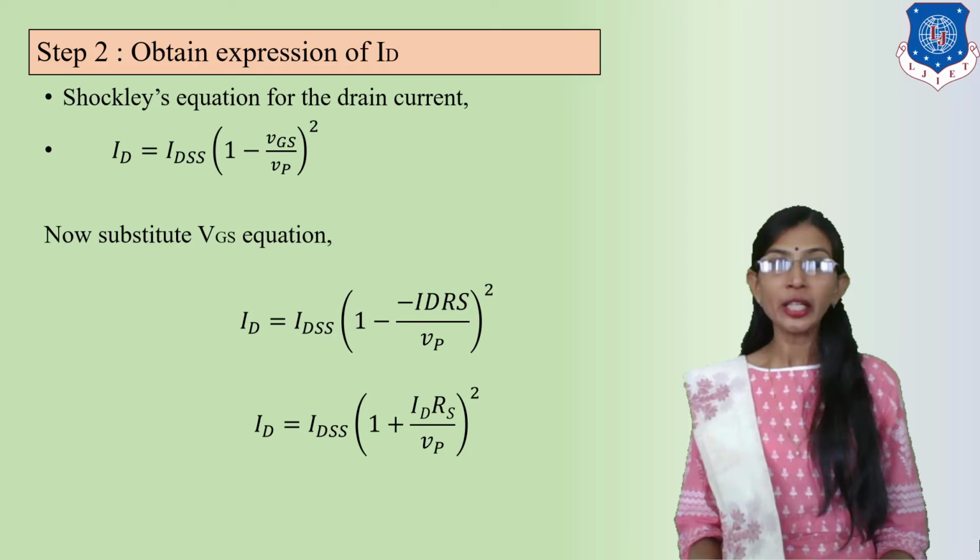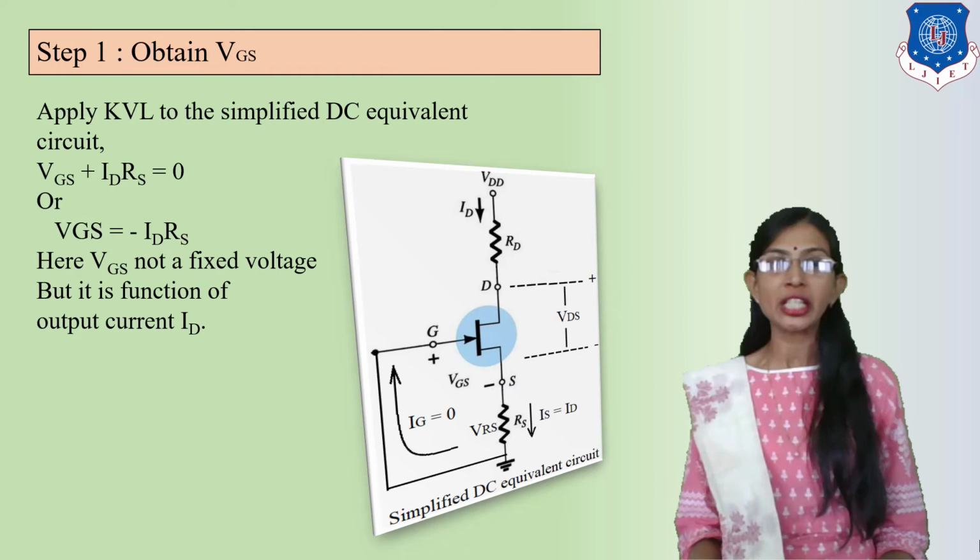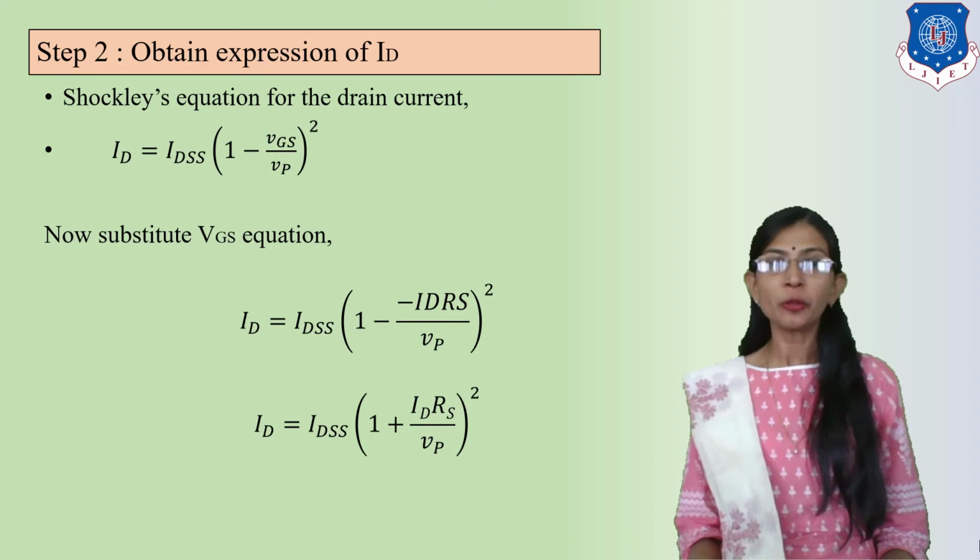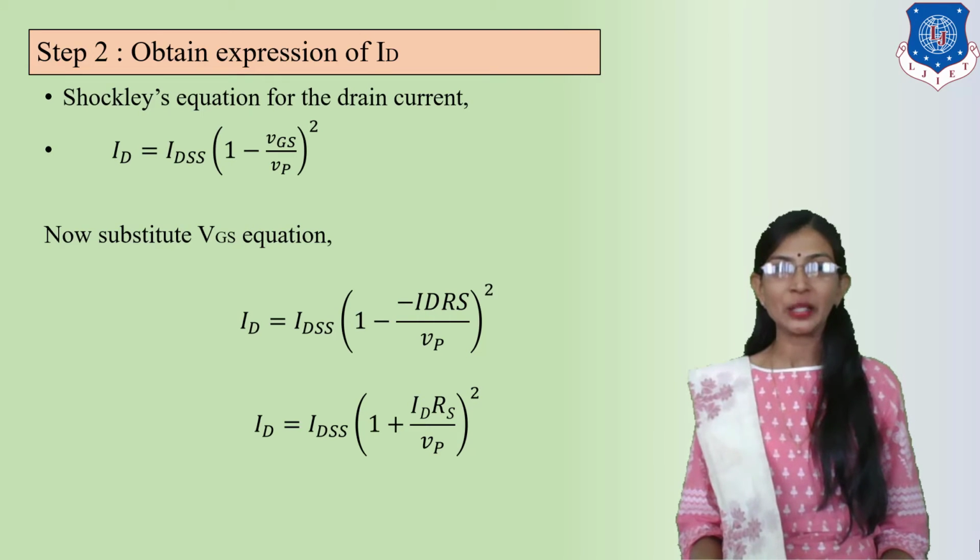Now substitute the value of VGS from this first equation, VGS equal to minus IDRS. So let's put this VGS equal to minus IDRS in this first equation. So we will have the second equation and then minus will be plus. So the final equation will be the third equation, ID equal to IDSS in the bracket 1 plus IDRS upon VP, whole square. This is one of the most important expressions of ID that you will have to remember or learn. This is known as Shockley's equation, which will be very useful in the examples of JFET biasing.